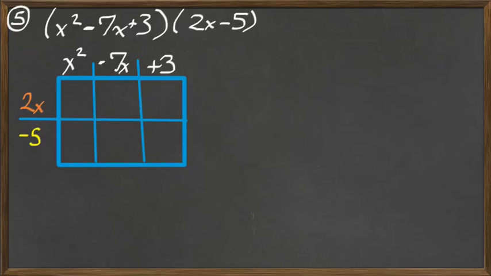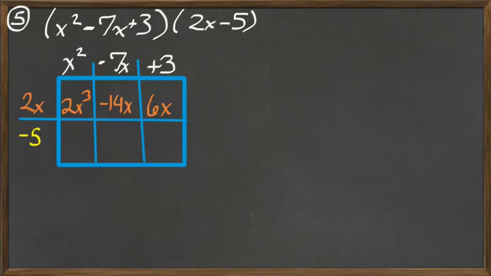And so we multiply that first row, the 2x, to each of these pieces up here at the top. And so 2x times x squared is going to give me 2x cubed. This time our exponents are changing because we're multiplying by an x. So 2x times a negative 7 gives me negative 14x. And then 2x times 3 gives me a 6x.